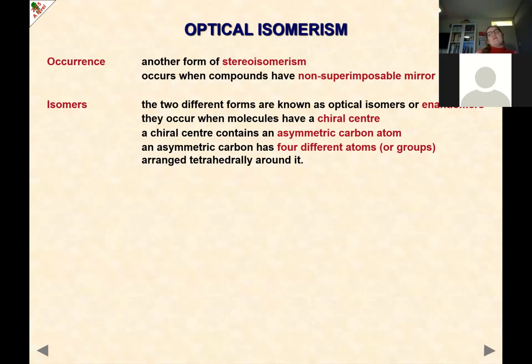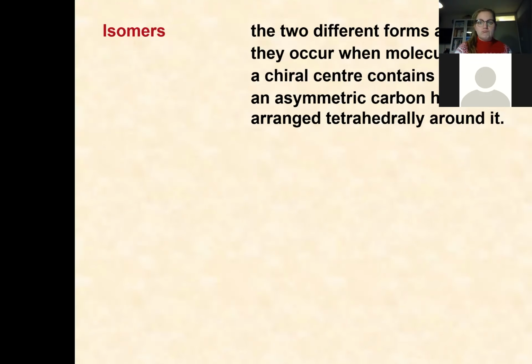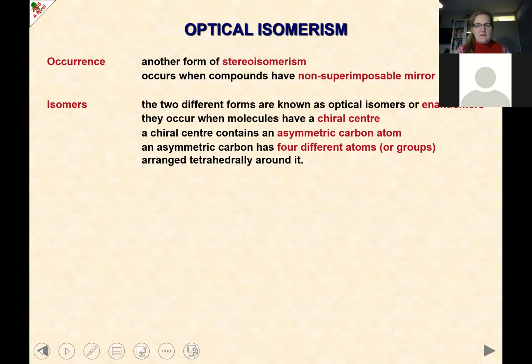So optical isomerism is what we were looking at last week. Basically, we said it was another type of stereoisomerism, and it happens when we have these non-superimposable mirror images. We described it as being very similar to our left and right hands. They're the same, we have the same number of fingers and thumbs on each, but no matter how we rotate our hands, we can't get them to sit on top of one another and look identical.